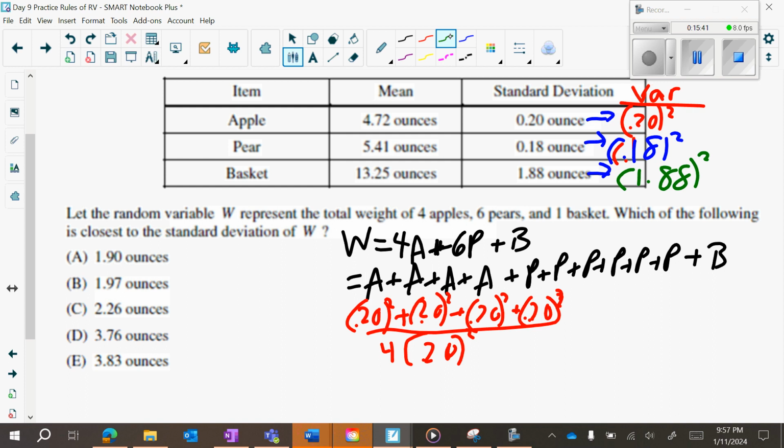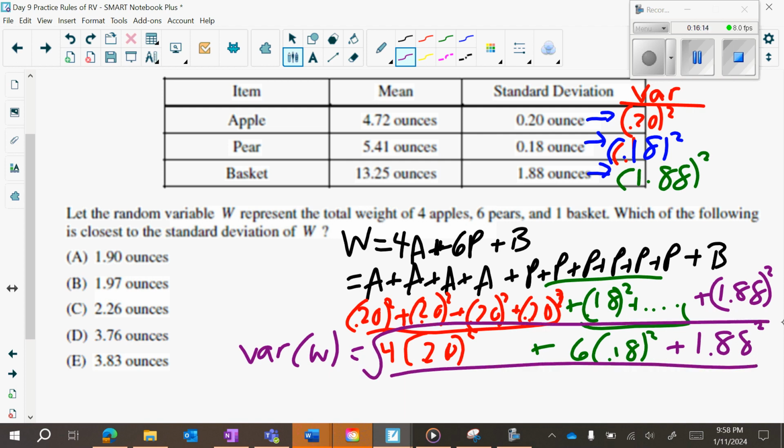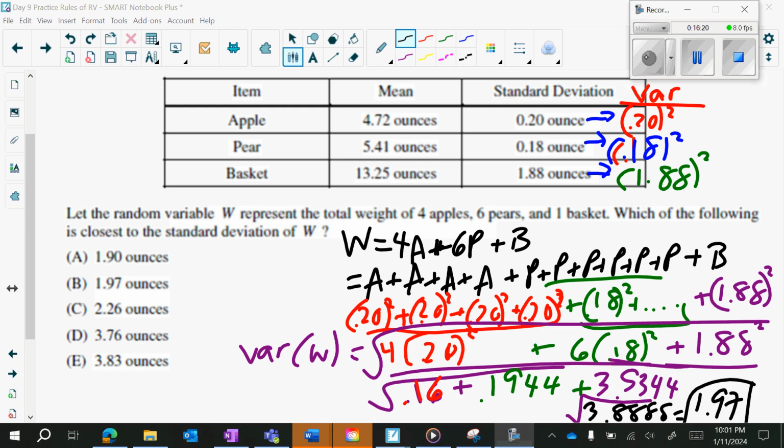And then we have 6 pears, right? So same thing. You can either do 0.18 squared plus 0.18 squared 6 times, or you can just do plus 6 times 0.18 squared. That's the variance of the pears. And then the basket, there's just one of them. So plus 1.88 squared, okay? So basically, if you do all this, this is going to be the variance of the total. And then after you do all that, you're going to do the square root, okay? So you can do it now and see what you get. All right, so the final answer I got was choice B, 1.97.